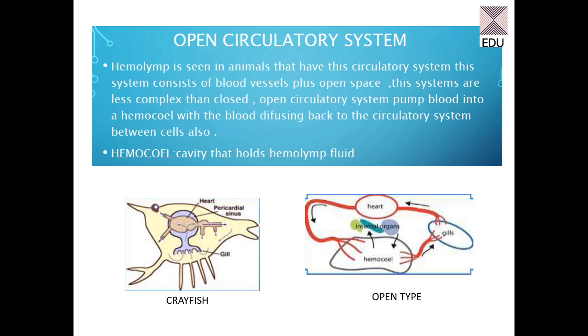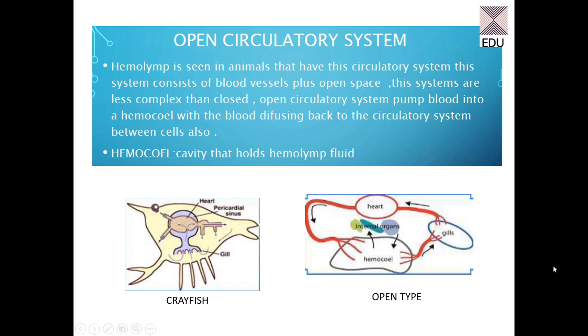Now, these kinds of systems are very simple. They are not complex. But as we have seen, the closed type of circulatory systems were complex systems, while open systems are simple systems. And they are pumping the blood into a hemocoel. Now this hemocoel is the cavity that holds the hemolymph fluid, from where the nutrients and the oxygen are taken up by the organs or the tissues.